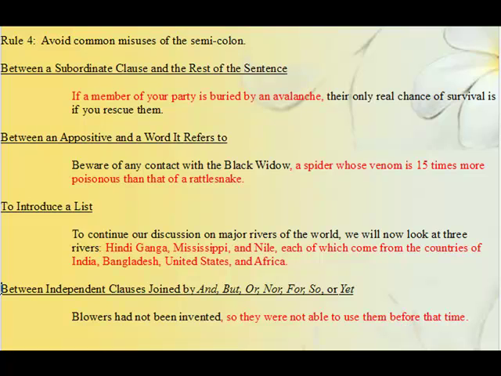And do not use semicolons between independent clauses joined by and, but, or, nor, for, so, or yet. Example: blowers had not been invented, so they were not able to use them before that time. Here, notice we have a comma, not the semicolon. A semicolon would not work very well here.